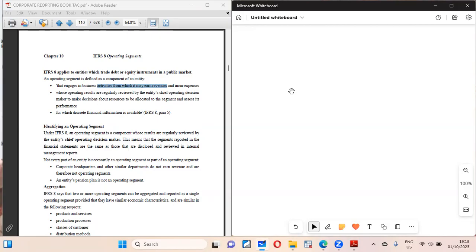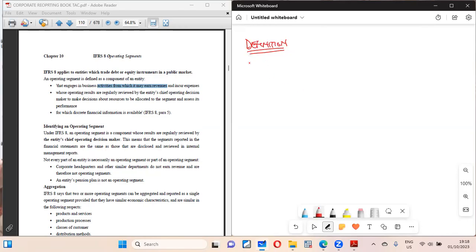But when we are talking about operating segment, we are talking about the one that can generate revenue and at the same time incur expenses. So we are looking at a business whose operating results are regularly reviewed by the chief operating decision maker. In terms of the definition of operating segment, these are key. You see, the standard is careful. First, it used to call them the CEO. Right now, we don't want to use the word CEO again. We call them the chief operating decision maker.